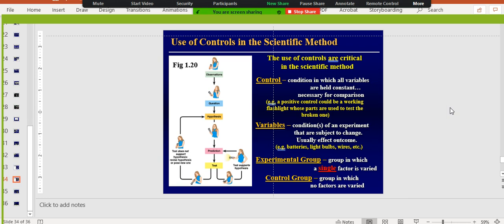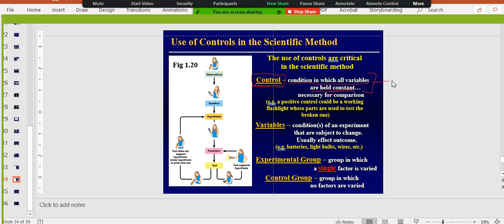Make sure that you use controls. Controls are really important, and I stress those. This helps you troubleshoot. So basically, a control is the condition when all the variables are held constant, right? So only one thing is functioning.